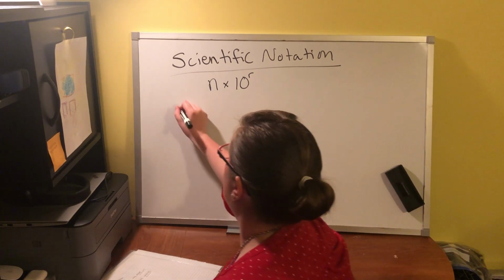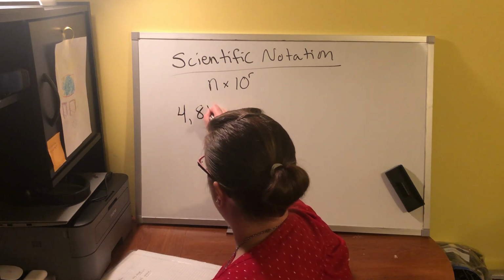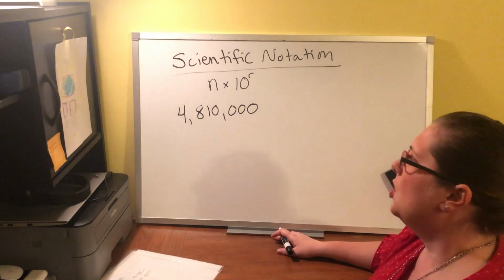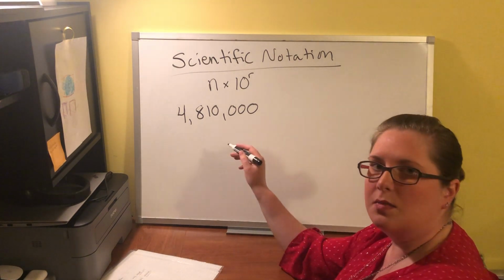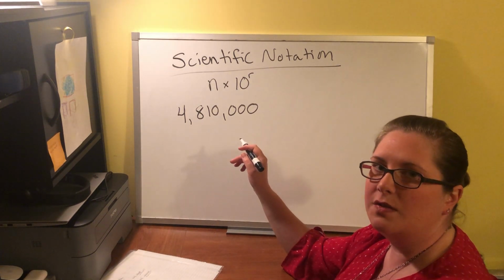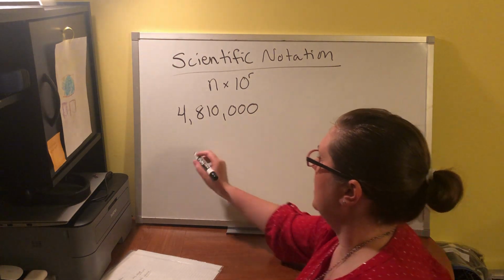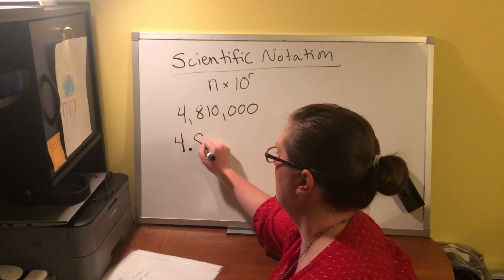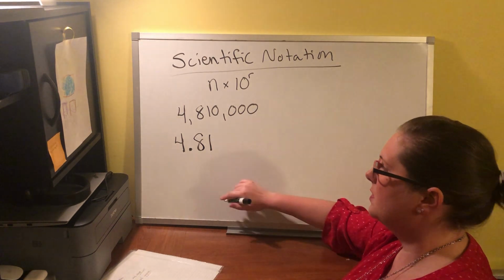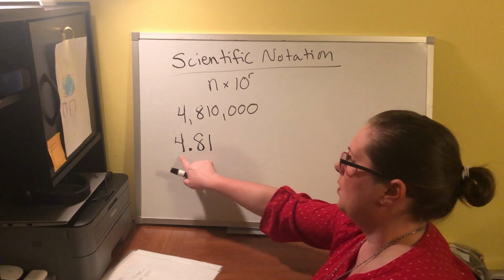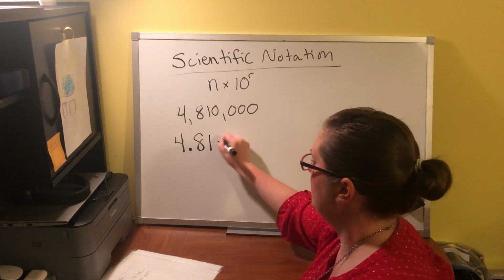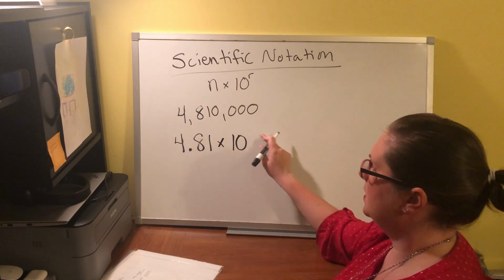So let's say they gave us the number 4,810,000, right? And they want it written in scientific notation. Remember, you are writing this as a decimal, okay? You're changing this to a decimal, and you only want one number to the left of the decimal, okay? So to make that happen, this is going to become 4.81. I don't need those zeros. It's a decimal. They fall off, okay? This becomes 4.81. I want one number to the left of the decimal. That's the 4. Everything else follows, okay? Now, we know this is going to be times 10 to some power, right?